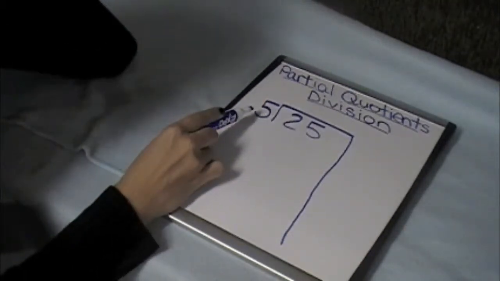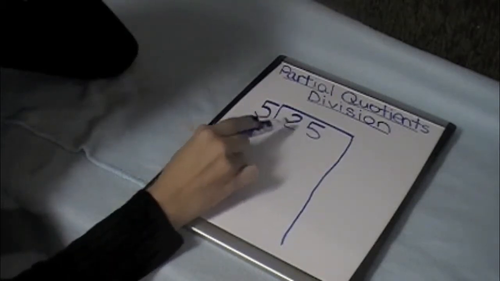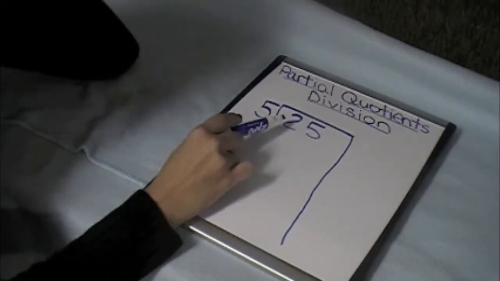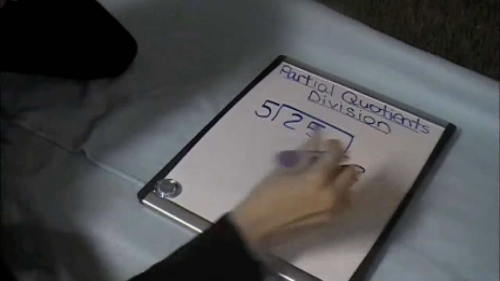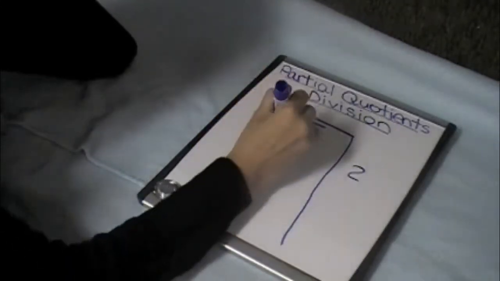What you think to yourself is, how many times do I think 5 can go into 25? I'm not that sure, but I do know that 5 can go into 25 at least 2 times, because I do know that 2 times 5 is 10.